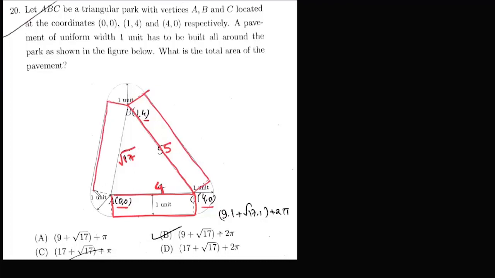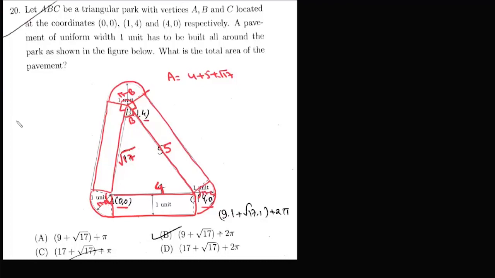Now these three portions, they're easy to calculate. For each of them, width is 1 unit and lengths are 4, 5 and root 17. So this area will be 4 plus 5 plus under root 17. Now what we are left with is these three circular areas. Now this is 90, this is 90, this angle is B. So this angle will be pi minus B. In the same way, it is pi minus A, and here will be this pi minus C.